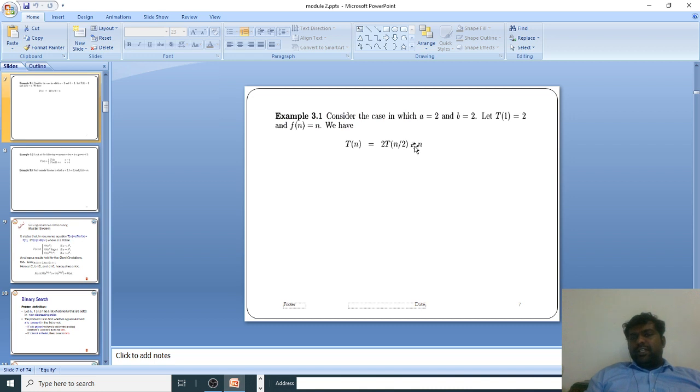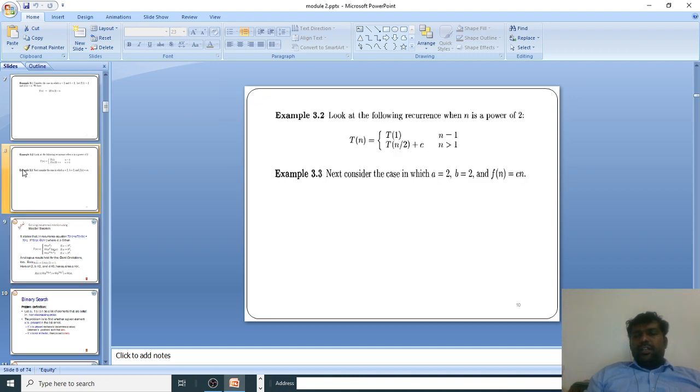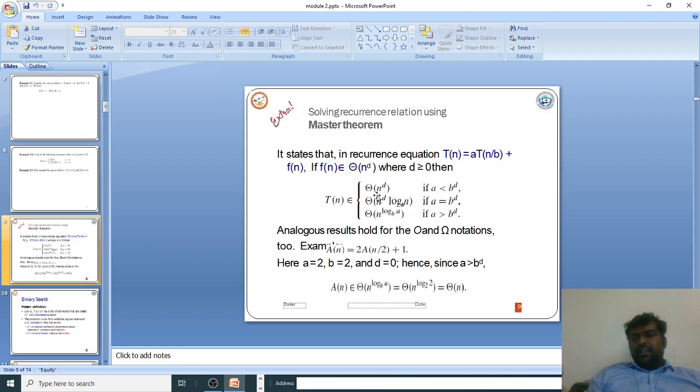Now here, as you can see, it is n power d, where d can be taken as 1. So n power 1 log n to base 2, so n log n is for 2T n by 2. Similarly, for T of n by 2, a value is 1, b value is 2, plus there is some constant. Now for that, if a is less than b power d, you are going to get n power d, so approximately n. Got it.